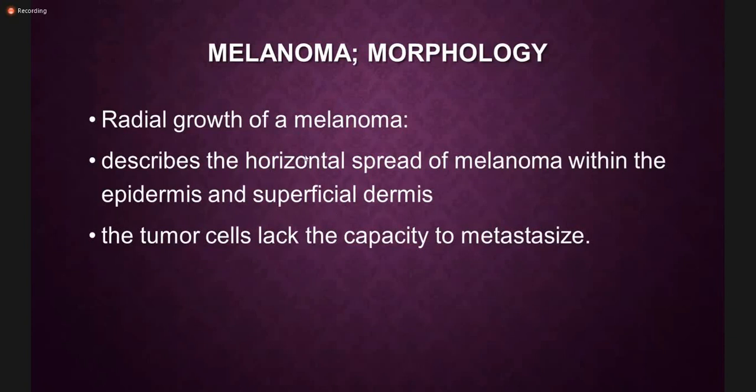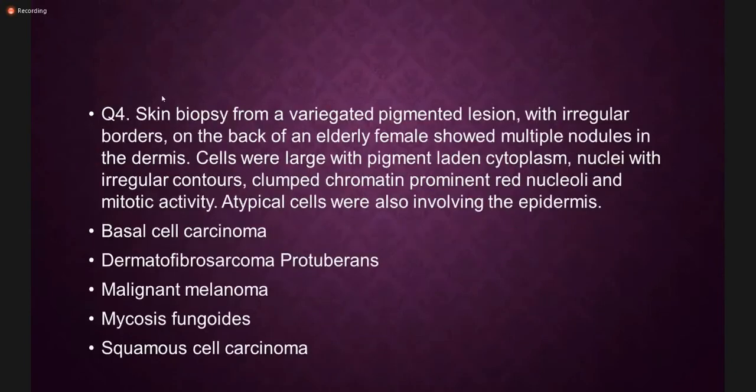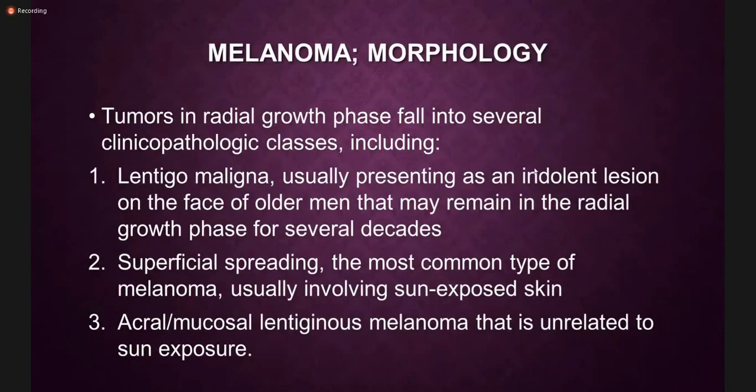Now, there are patterns of melanoma growth. The radial growth pattern describes the horizontal spread of melanoma within the epidermis and superficial dermis. In the radial growth pattern, the tumor lacks the capacity to metastasize. Tumors in the radial growth phase fall into several clinicopathological classes, including lentigo maligna, which presents as an indolent lesion on the face of older men and may remain in the radial growth phase for several decades. Superficial spreading is the most common type of melanoma, usually involving unexposed skin. The third type is acral or mucosal lentiginous melanoma, which is unrelated to sun exposure.